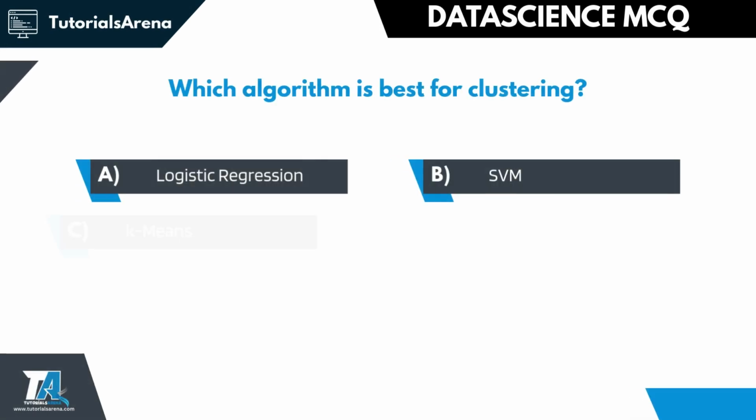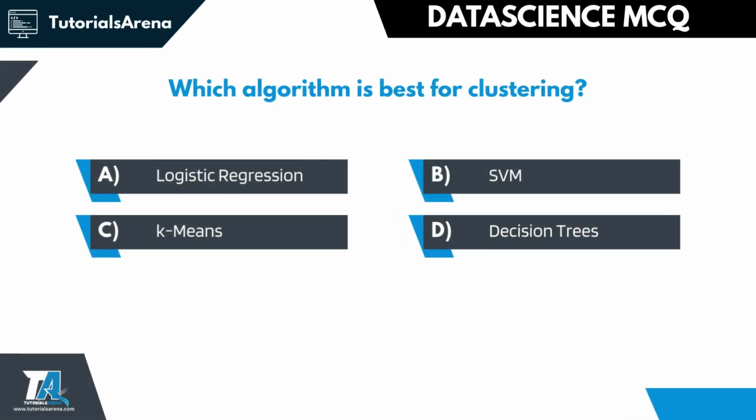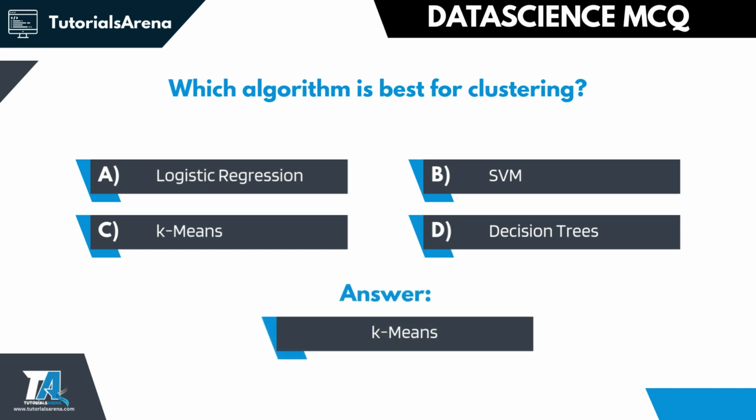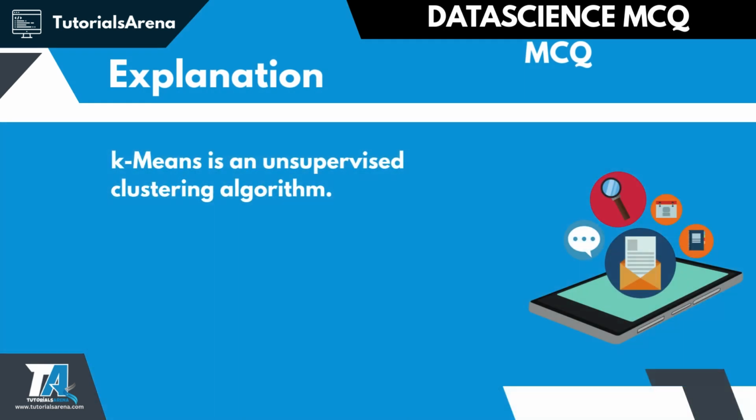Which algorithm is best for clustering? The answer is option C, k-means. K-means is an unsupervised clustering algorithm.